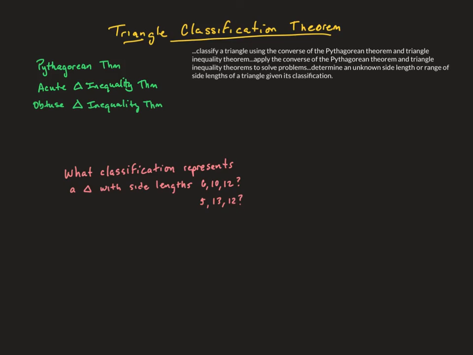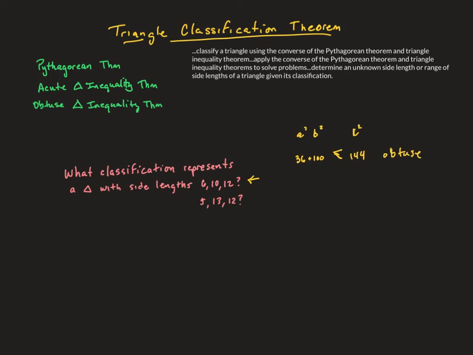Let's see here. What classification represents the triangle with these side lengths? We have a squared and b squared, and then c squared. If I have 36 plus 100, and then I have 144, well, 144 is going to be greater than that, so I think that means that is obtuse.